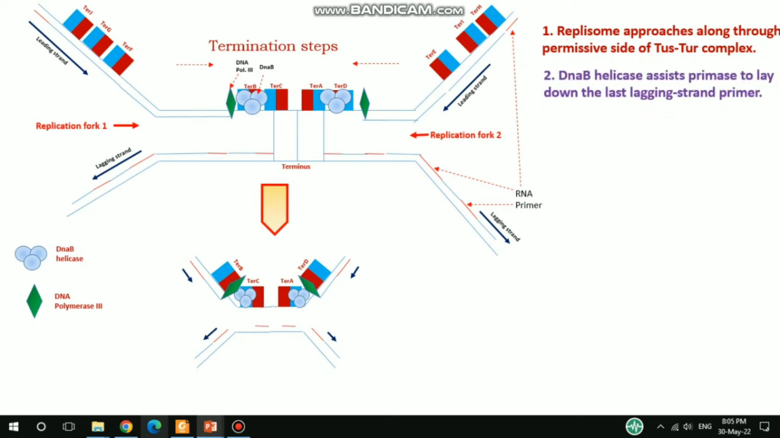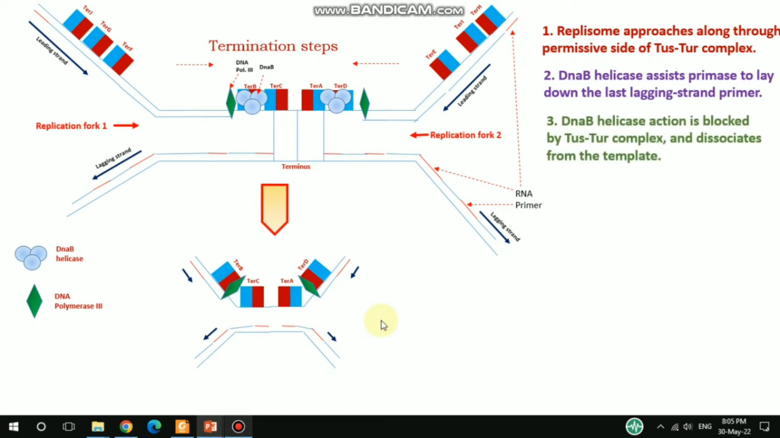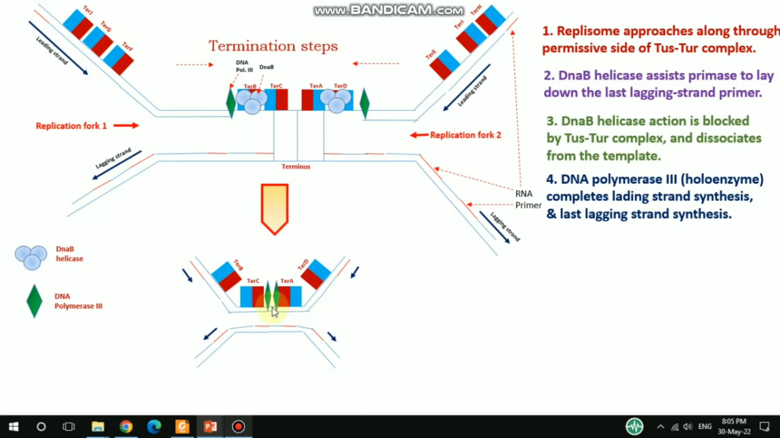The next process is that the DnaB helicase assists primase to lay down the last lagging strand primer, and then the lagging strand is synthesized. Then the DnaB helicase action is blocked by the TER-TUS complex and it dissociates from the template, and then the last unwound DNA strand is polymerized by DNA polymerase 3. DNA polymerase 3 completes the leading strand synthesis as well as the last lagging strand synthesis.